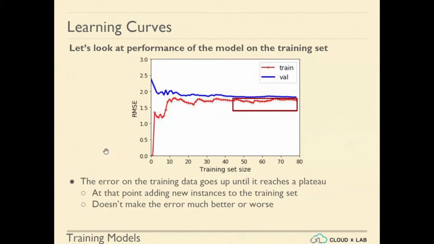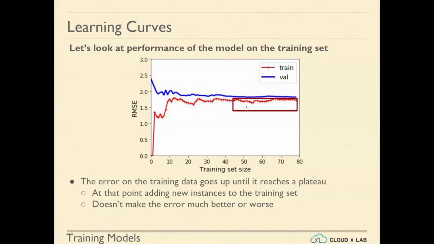And the error on the training data goes up until it reaches a plateau, right? So as you can see here, the training error now has stabilized, right? The validation error is also stabilized, right?